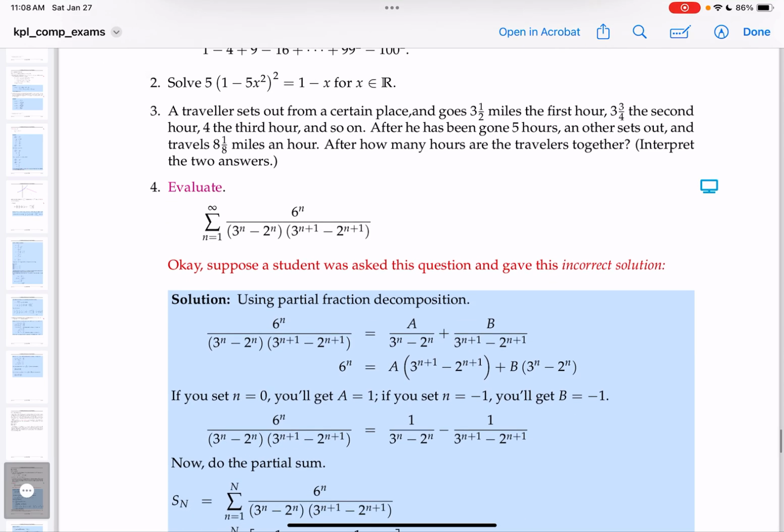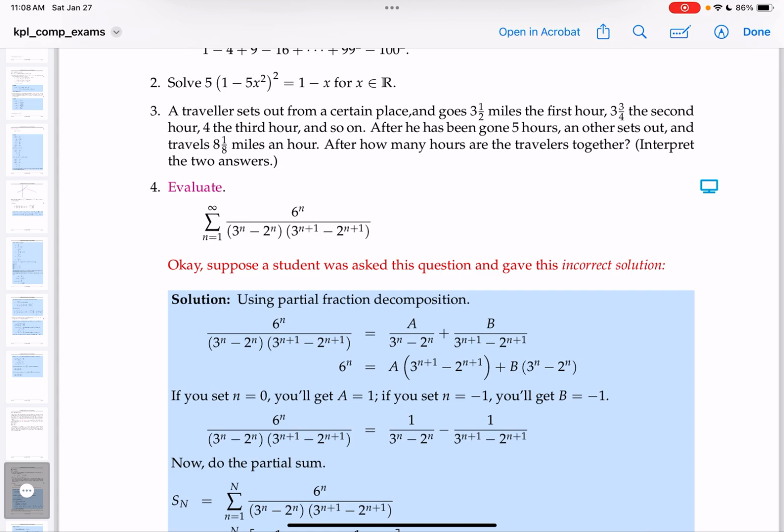Okay, on problem number 4, it says evaluate the infinite sum from n equals 1 to infinity of that ratio. The numerator is an exponential, 6 to the n. The bottom has two factors in it. The first factor is 3^n minus 2^n, and the second factor is 3^(n+1) minus 2^(n+1).